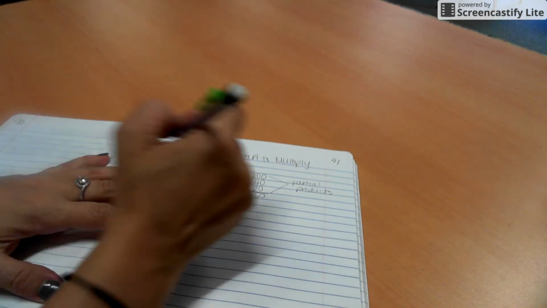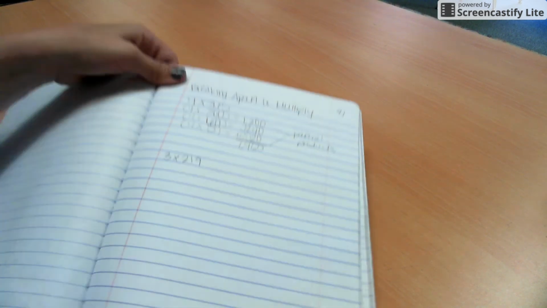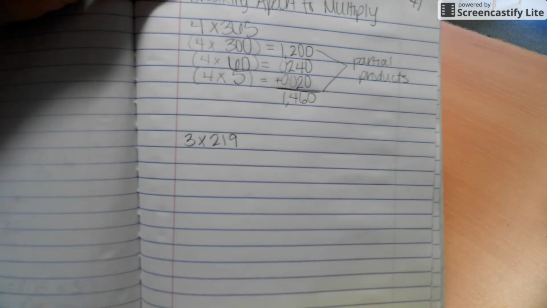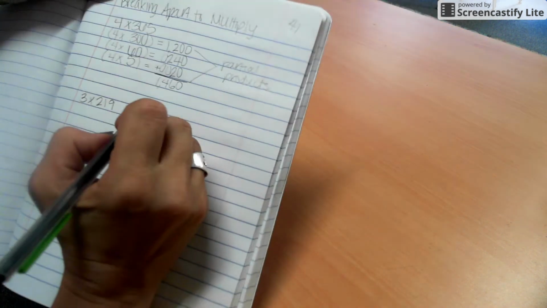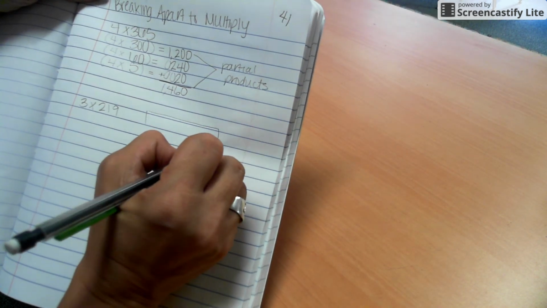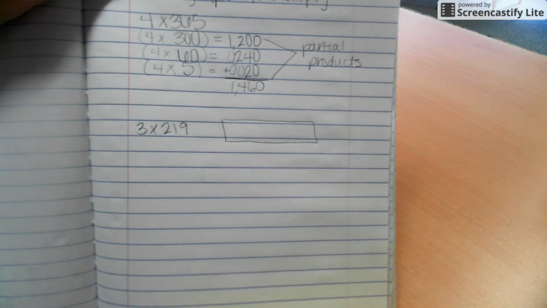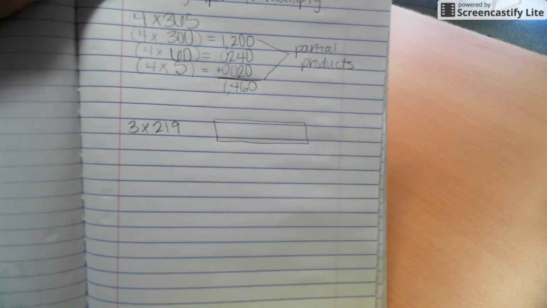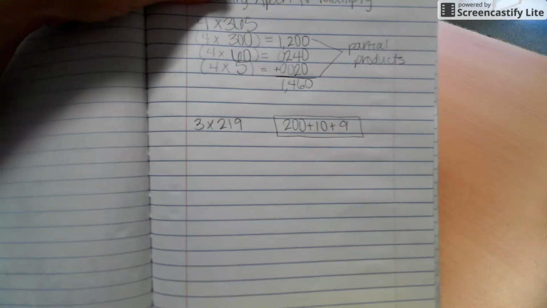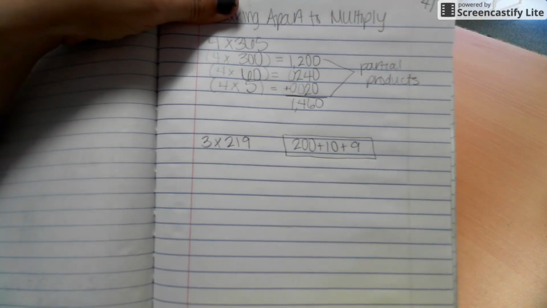So now we're going to do another one. We're going to do 3 times 219. So the first thing I want you to do is break it apart into expanded form into that box. Pause the video and go ahead and do that. So hopefully you stretched it out into 200 plus 10 plus 9.